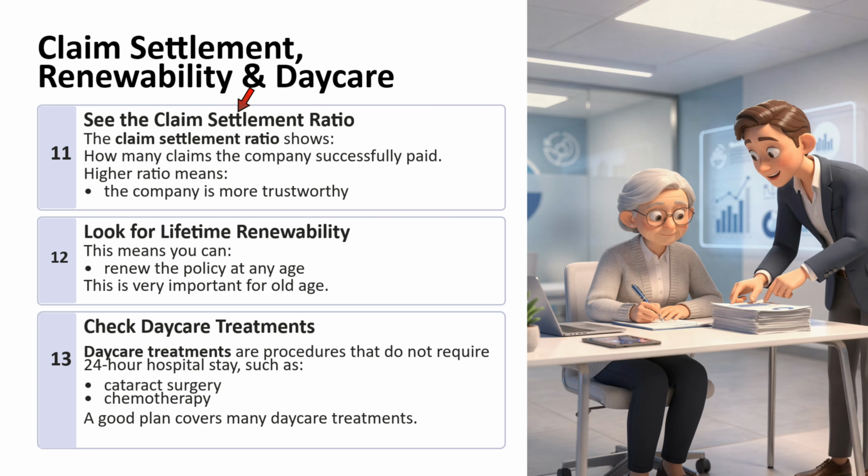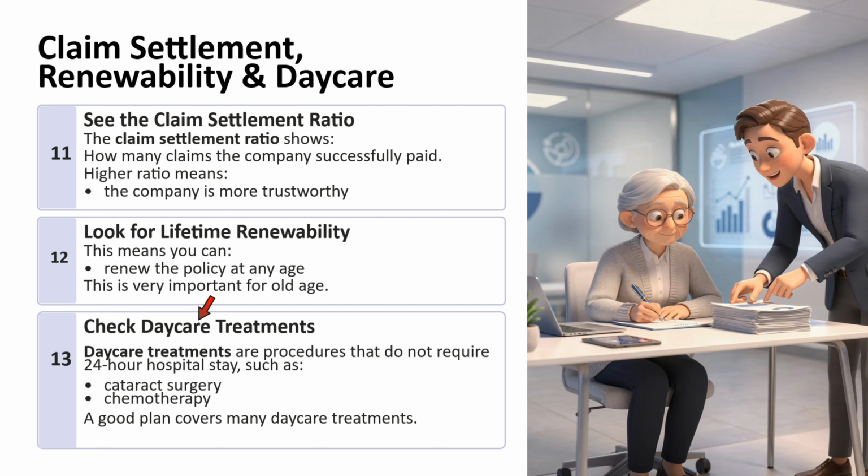Step 11. See the claim settlement ratio. The claim settlement ratio shows how many claims the company successfully paid. A higher ratio means the company is more trustworthy. Step 12. Look for lifetime renewability. This means you can renew the policy at any age. This is very important for old age.